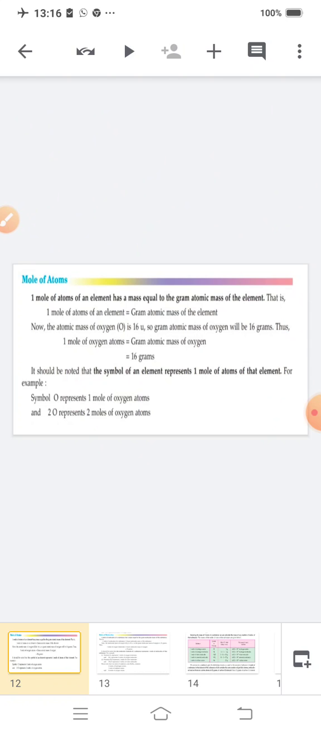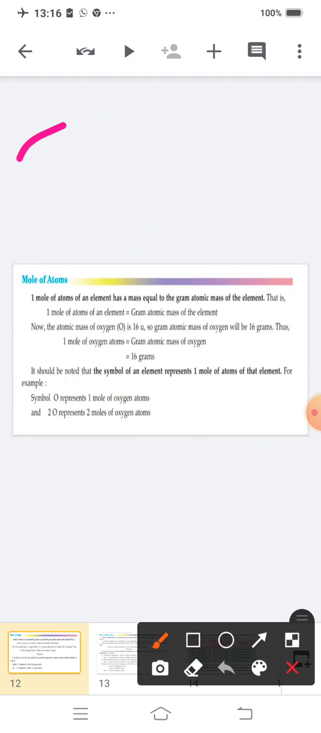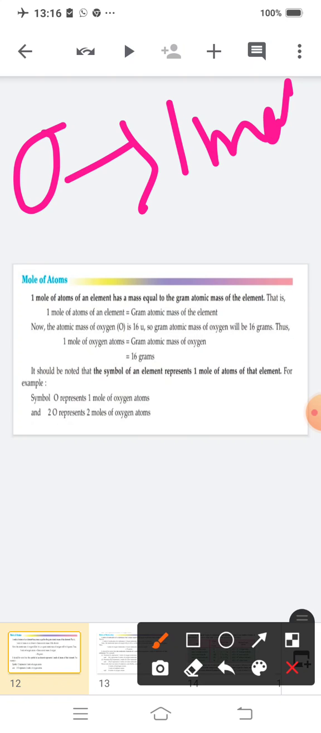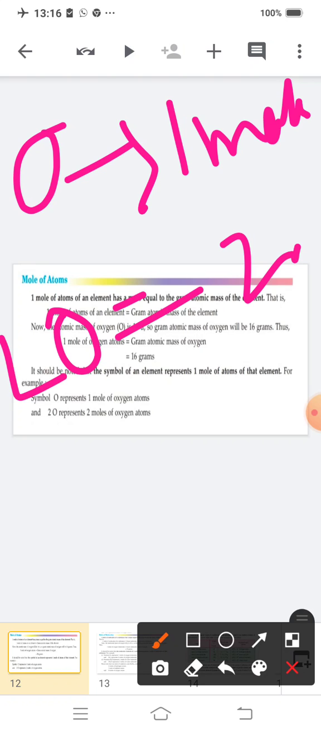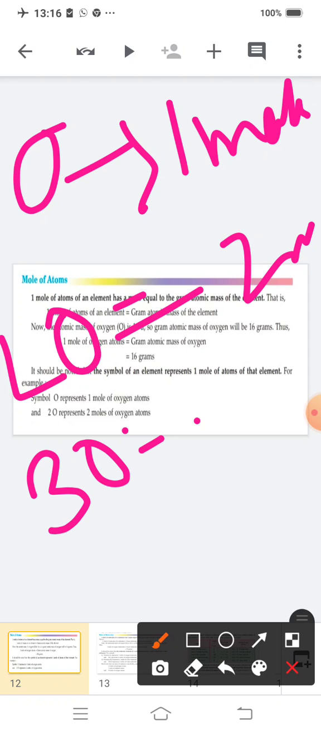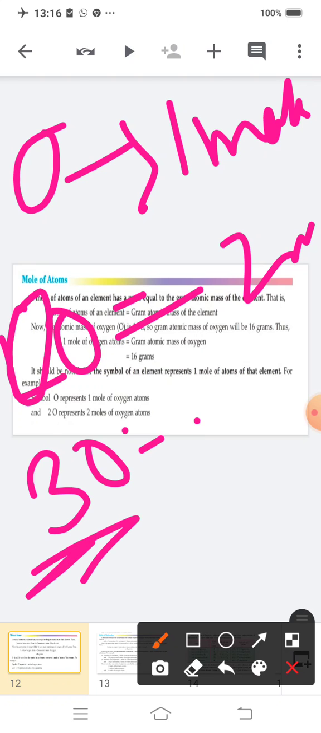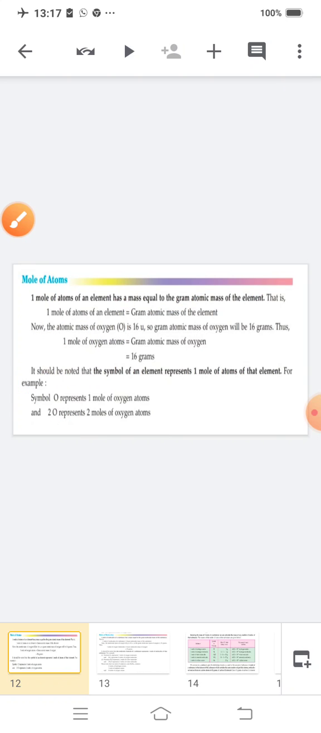So 1 mole of oxygen atoms is equal to the gram atomic mass of oxygen. It should be noted that the symbol of an element represents 1 mole of atoms of that element. That means a single O means 1 mole of oxygen, 2 O means 2 moles of oxygen, 3 O means 3 moles of oxygen. The number in front represents the number of moles. Is this clear? Shall we go ahead?